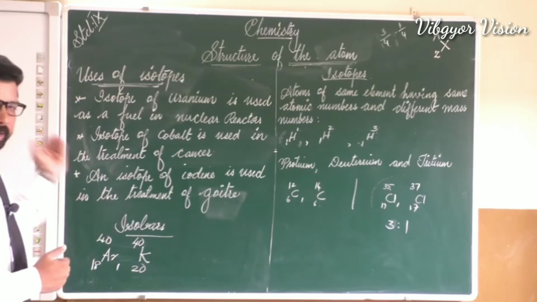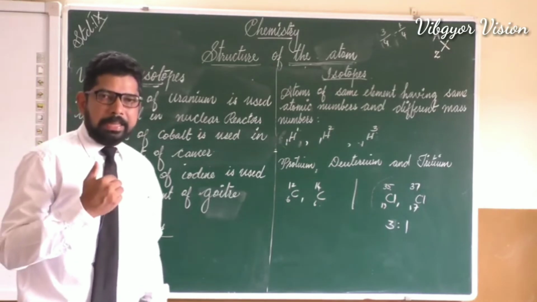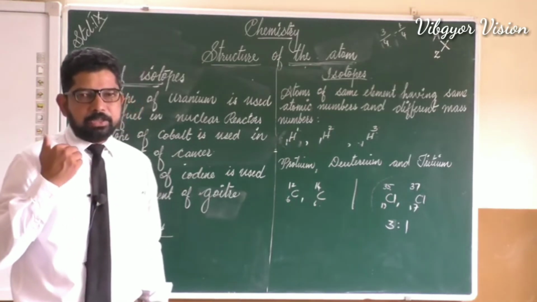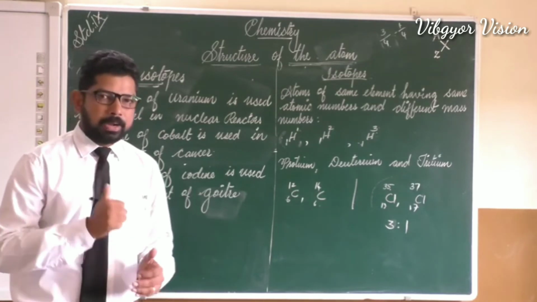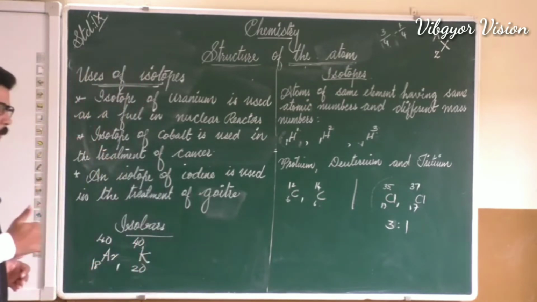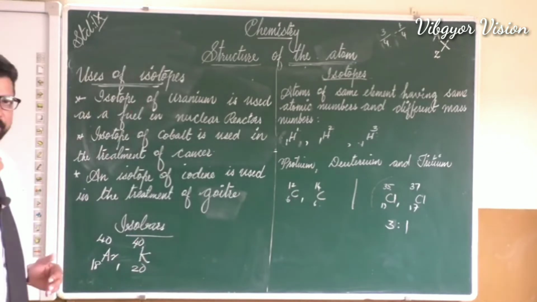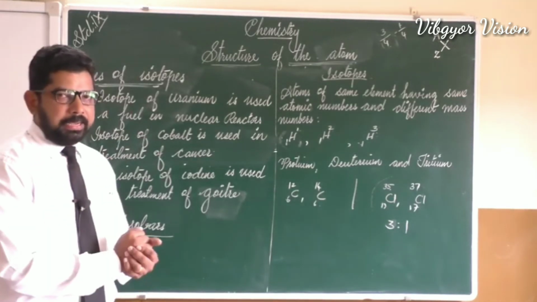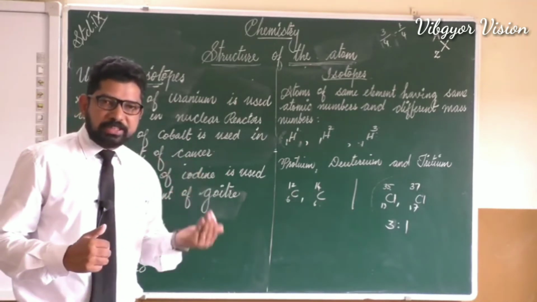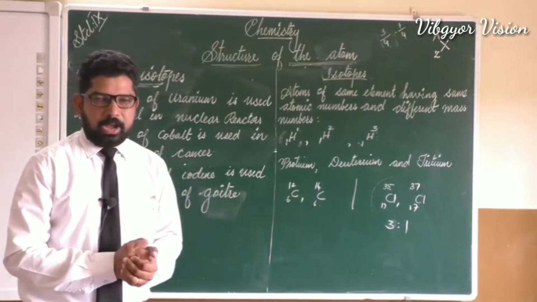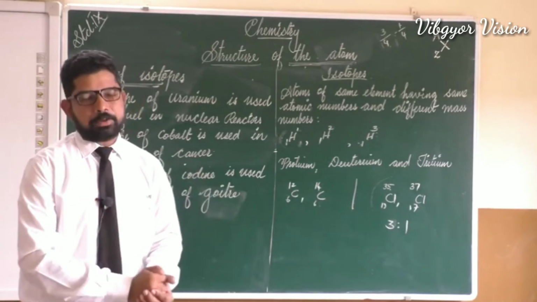First one, uranium. Isotope of uranium is used as a fuel in nuclear reactors. Remember, isotope of uranium is used as a fuel in nuclear reactors. And second one, isotope of cobalt is used in the treatment of cancer.